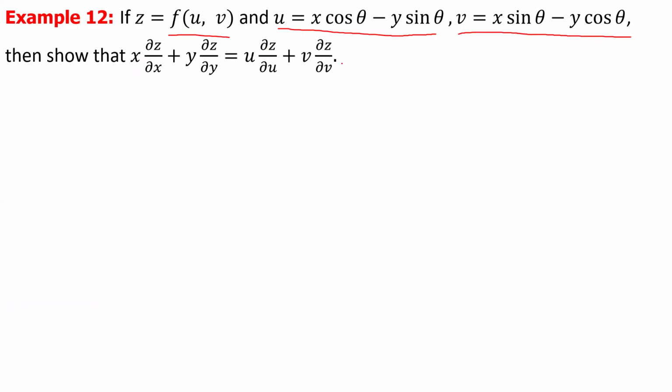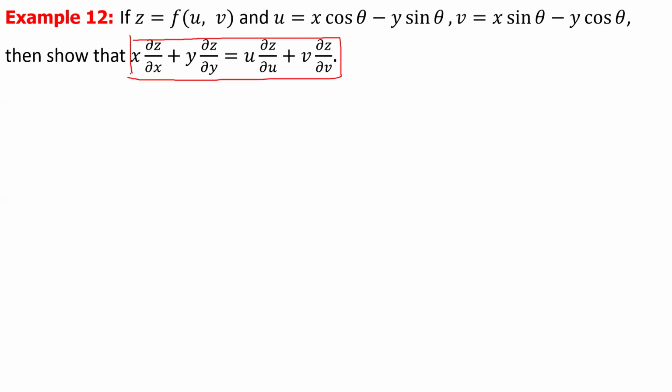Now, this question is based on the composite function as well as change of independent variable. Why is it called change of independent variable? Just see the last expression which we have to prove. Here the dependent variable is z on both sides, but on the left hand side x and y are independent variables, while on the right hand side u and v are independent variables. So this question comes under the change of independent variable.